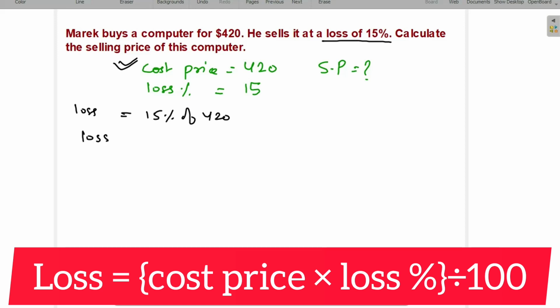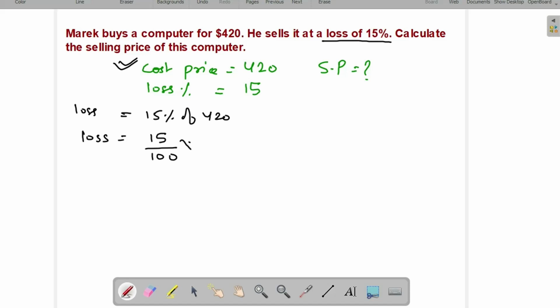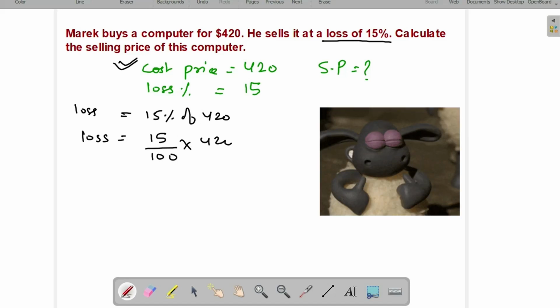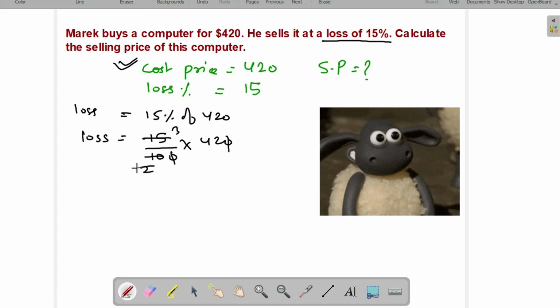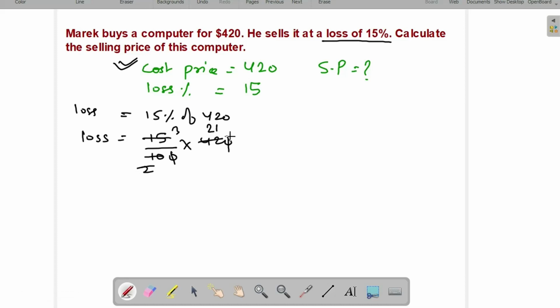Okay, so loss is equal to 15 percent. Of means multiplication, so percent divided by 100 into 420. We are cancelling this one. If you want, you can use a calculator. 5 into 3, 5 into 2, and this is going to be 21, 63. So loss is nothing but $63.